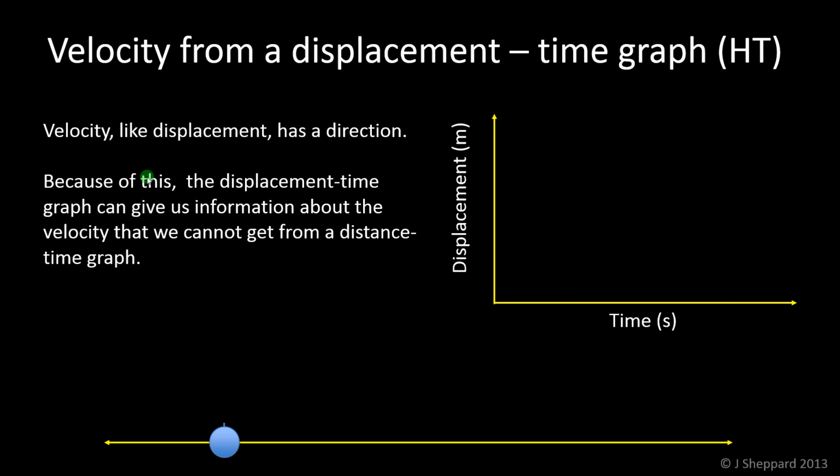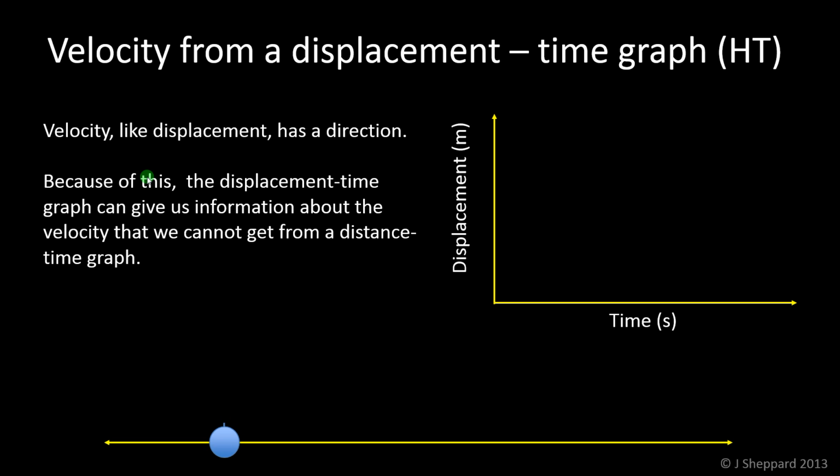And the last thing here, before we do some questions, the velocity from a displacement time graph. Now we'll talk in future videos about exactly what velocity is, but a bit like displacement, it's got a direction. So distance doesn't have a direction, displacement does. Speed doesn't have a direction, but velocity does. They kind of go in these sort of pairs.